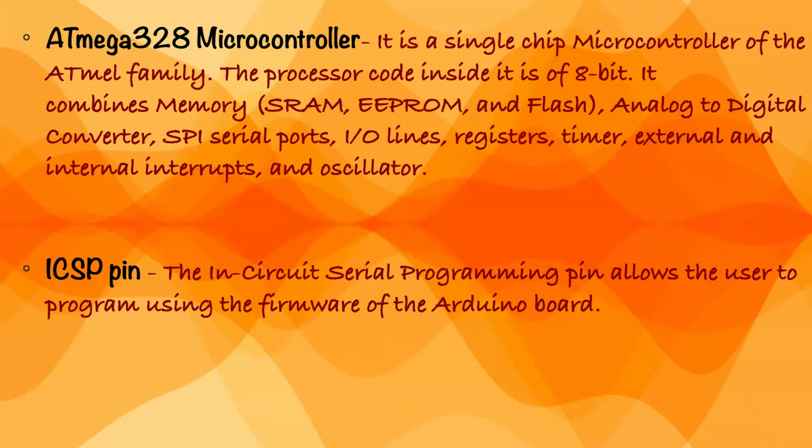It combines memory, that is SRAM, EEPROM, and flash memory. These are the types of memory that are being used. Analog to digital converter, SPI serial ports, input output lines, registers, timer, external and internal interrupts, and oscillator. So these are the things contained inside an Atmega 328 microcontroller. I hope you have understood. And if you don't remember one or two things, just refer to the previous session on the Atmega 328 microcontroller. You will get everything.